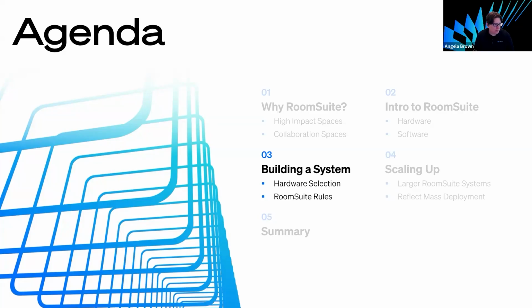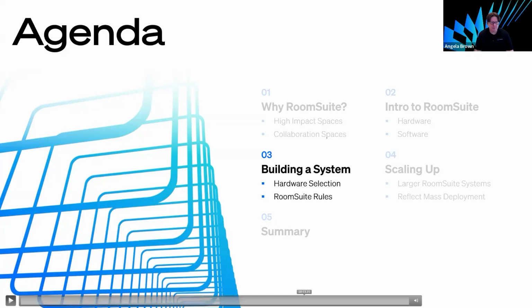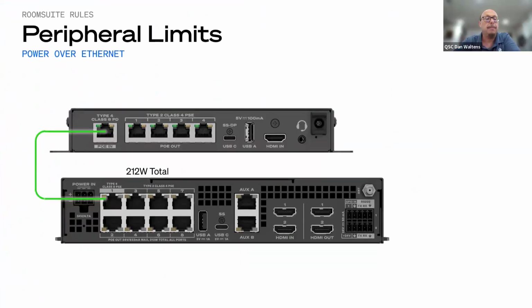All right, so let's talk about some systems. So the first rule of RoomSuite is understanding the available ports and PoE supply for both units, how they're divided up. This is the constraint of the system. This is where you hit the limits of what you can do with RoomSuite.